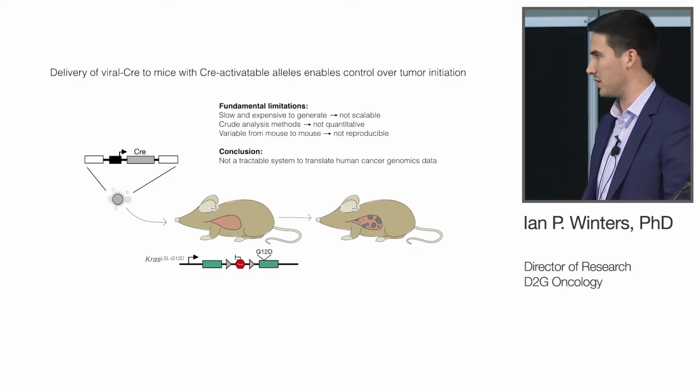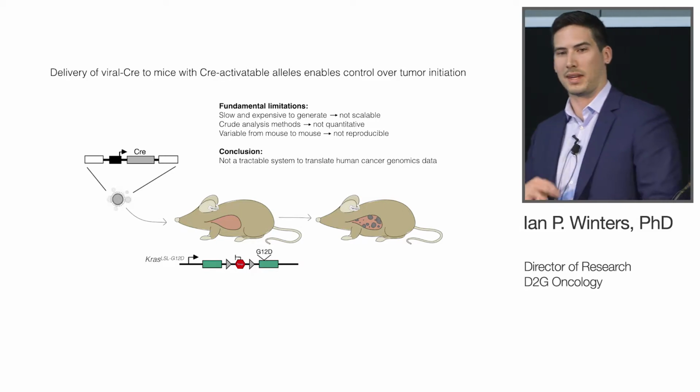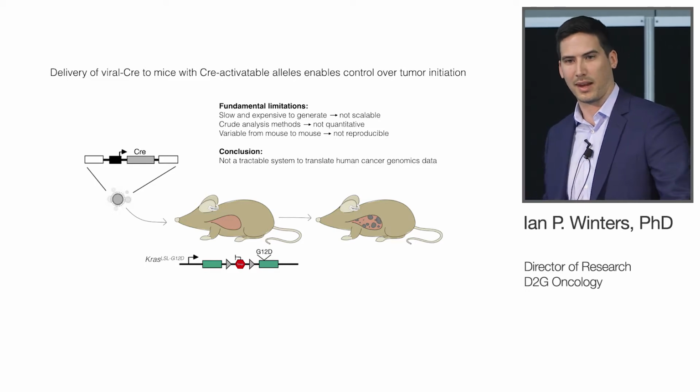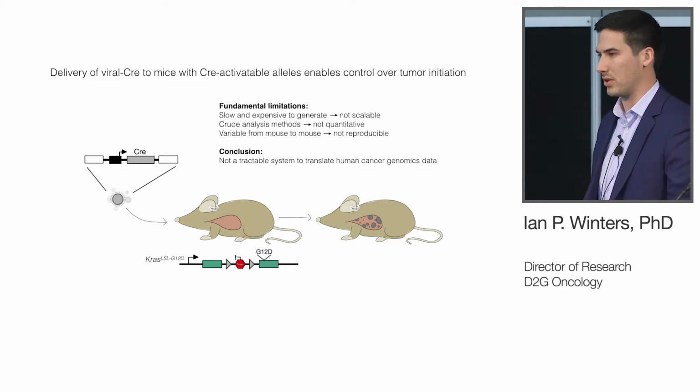If you want to study new alterations, it's difficult. The analysis methods are not very quantitative, and there's a lot of variability from mouse to mouse. So it's really not a tractable system to translate all of that human cancer genomics data that I showed at the beginning into actual function, so ascribing function to these different alterations.